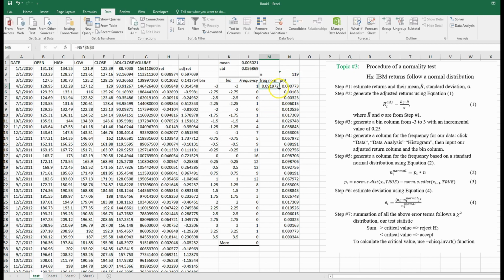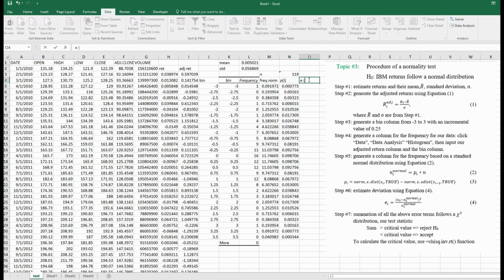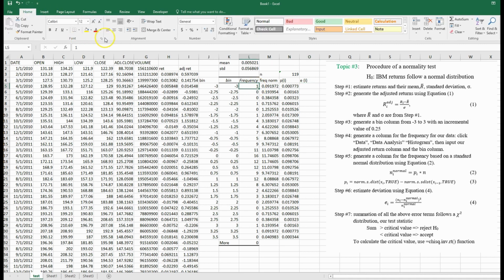So this is our count based on the normality assumption. This is our error term. The error term will be the frequency based on our data minus the frequency based on normality, squared and divided by the latter. I'm going to use the purple color.